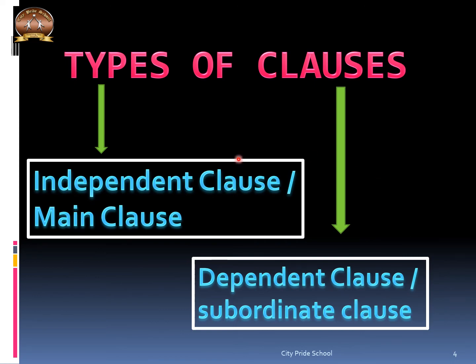Now, if a clause can stand independently and convey a complete meaning on its own, it is called an independent clause or main clause. And if a clause cannot stand on its own, even though it conveys a meaning, but it needs the help of the main clause, such a clause is called a dependent clause or subordinate clause. Dependent, as the name suggests, it depends on the main clause.